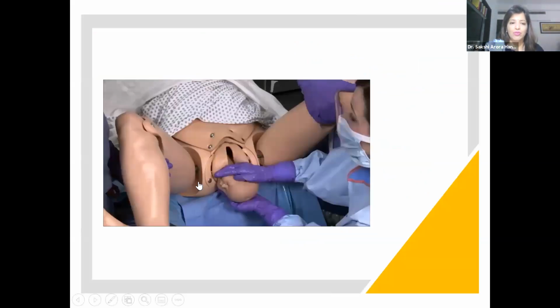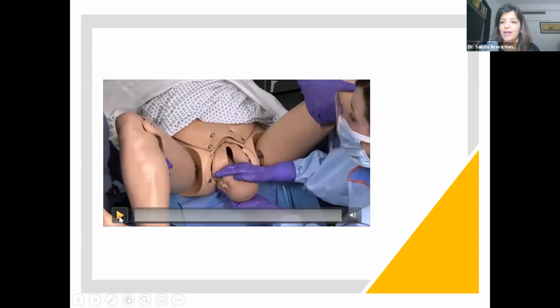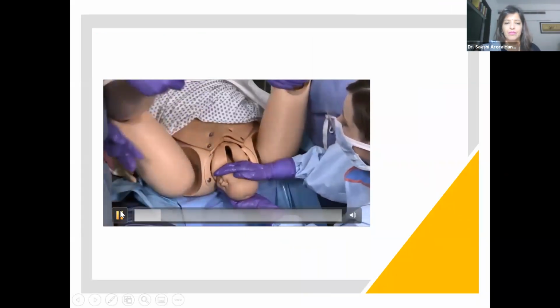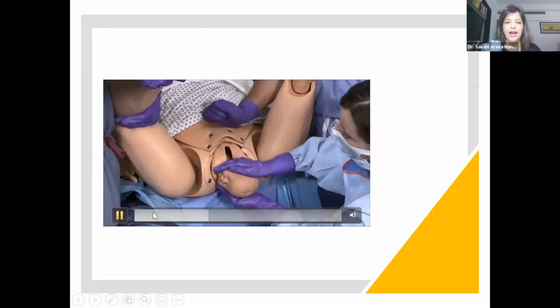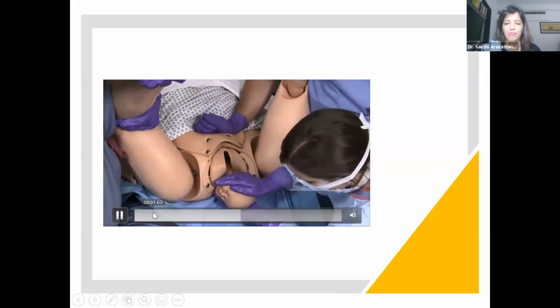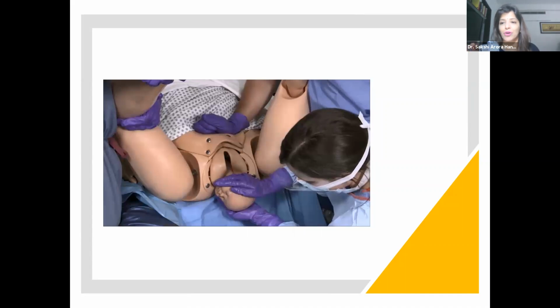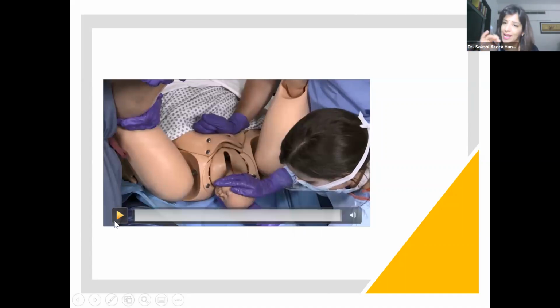Now, again, you have to see this video over here and identify which maneuver is being done. I'll look at this maneuver and play it again so that you see it properly. What we are seeing is that the head is delivered. So 100% it is not a maneuver of breech, right? The head is being delivered, the head has been delivered.